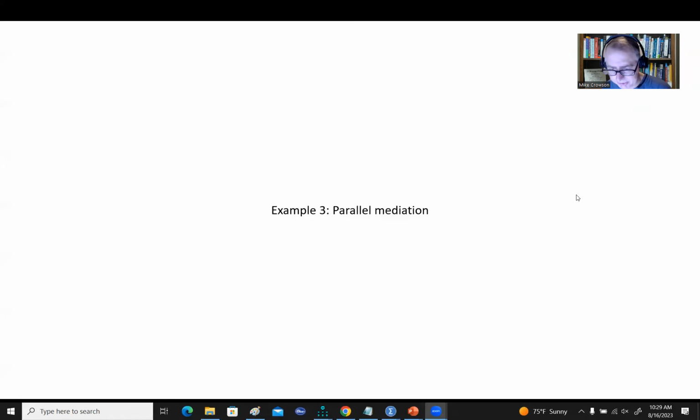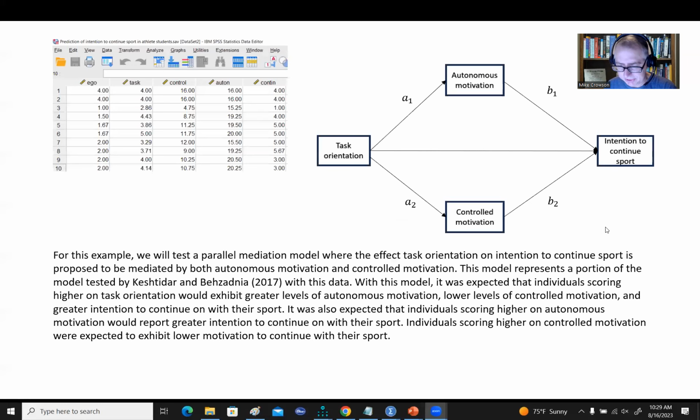So for our third demonstration, we're going to be looking at parallel mediation. So this is the way I've framed this right here. We have the effect of task orientation on intention to continue sport being mediated by autonomous motivation and controlled motivation. And this is actually somewhat consistent with the author's original model, although there's also ego orientation, which is also included in the model as an antecedent, and it's also treated as predictors of autonomous and controlled motivation and intention to continue sport. So you could think about this as being subsumed under that broader model.